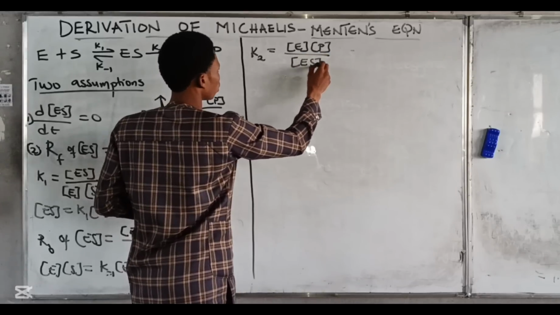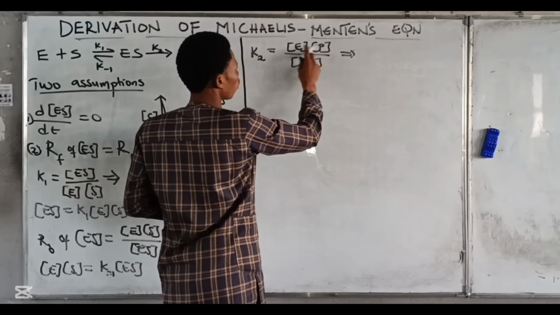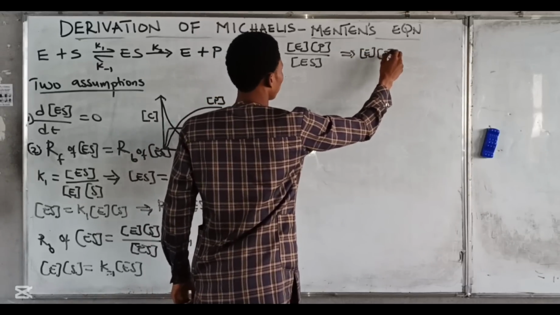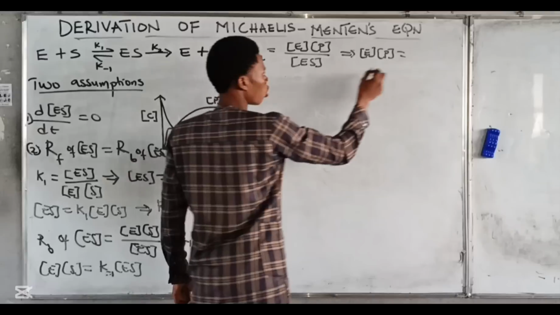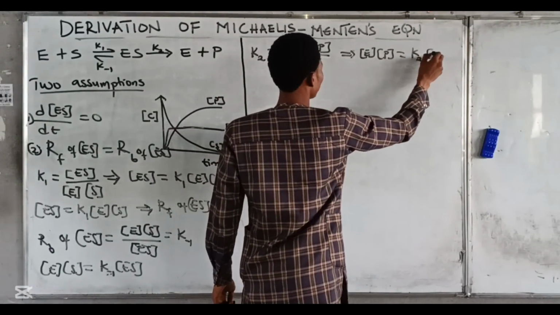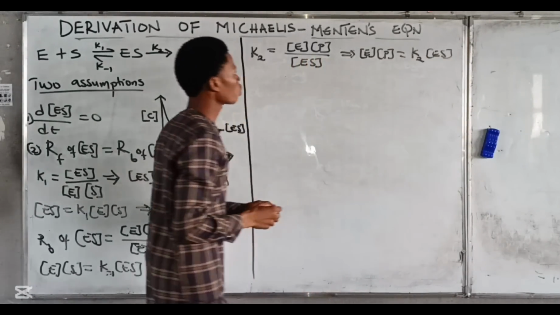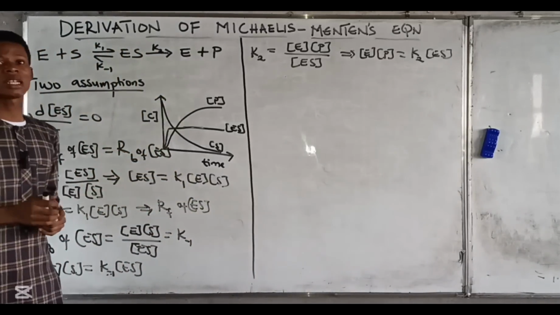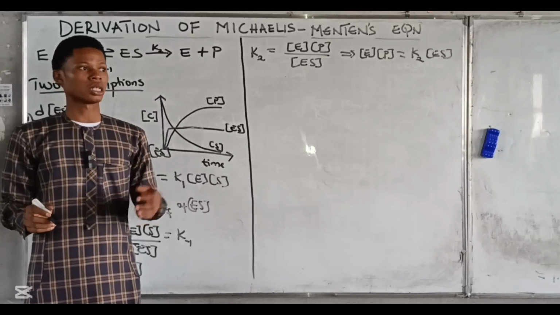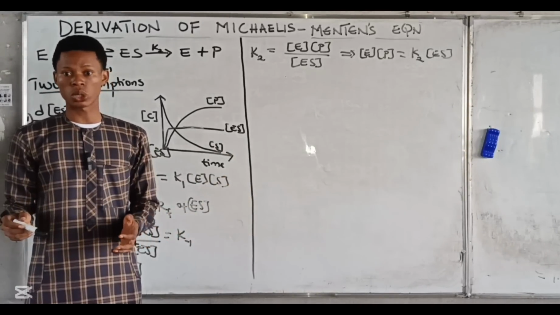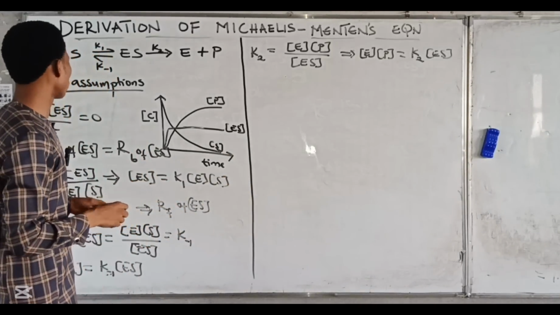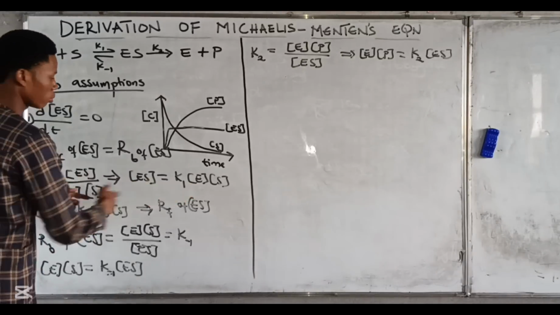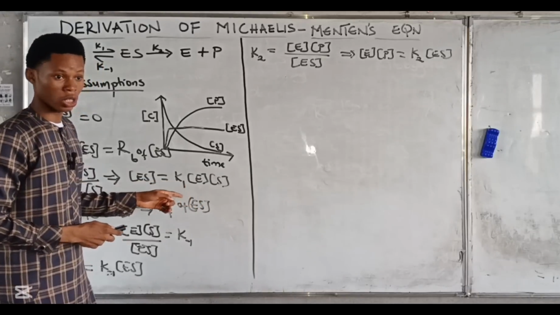ES. Now, as usual, if I'm to make this the subject of the formula, I'll just cross multiply, right? So I'll be having K2 ES. Now, I would like you to listen up here. We've gotten the rate of formation, right? Remember the second assumption. The second assumption was that the rate of formation is equal to the rate of what? Breakdown. And from that second assumption, the rate of formation was seen as what? This was the rate of formation, right? K1 ES. This was the rate of formation.